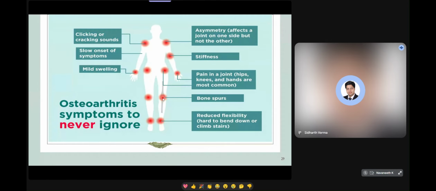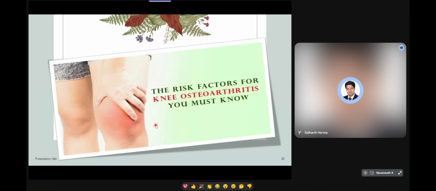So bone spurs, if you see on an X-ray, that is a red flag. That means bones have started to degenerate, and of course your reduced flexibility, your reduced mobility, and if you're not able to climb stairs, etc. This all must be taken care of.